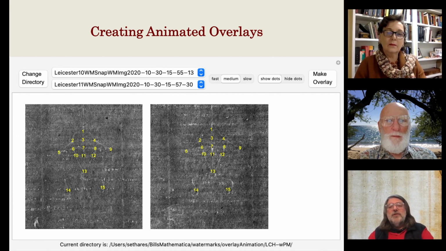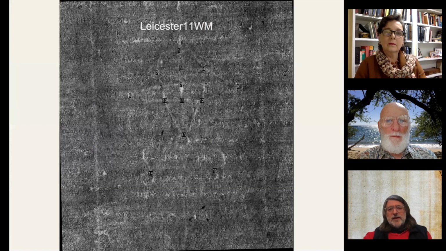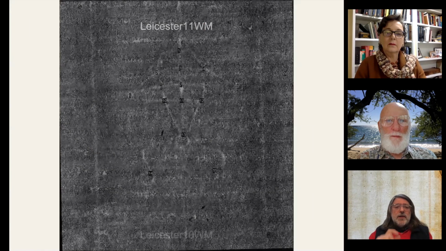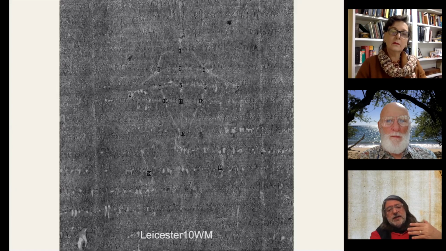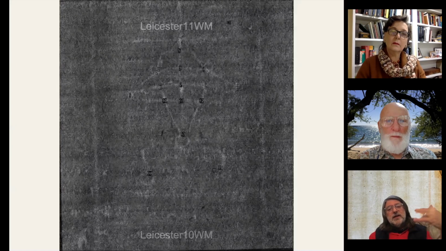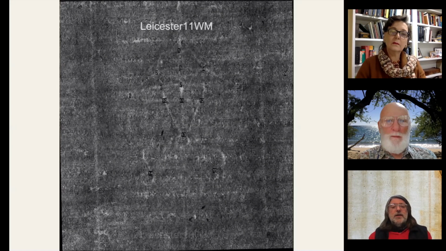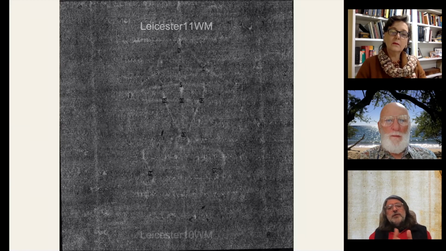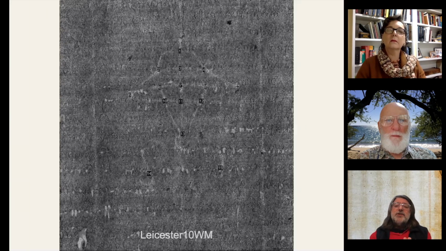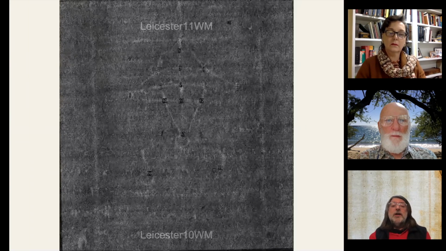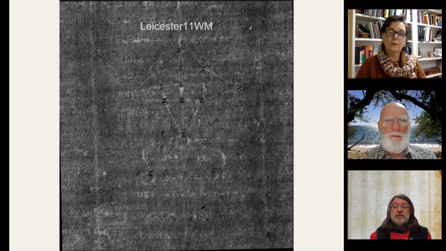choose some options for the video. We press that button over in the upper right called Make Overlay. And if you go to the next slide, you have to wait a couple minutes to see it. What this does is it flashes between Leicester 10 and Leicester 11. This overlay video allows you to focus your eyes on some point of interest, and then see how that point changes or does not change over the course of the video.